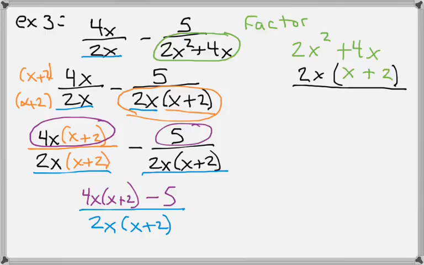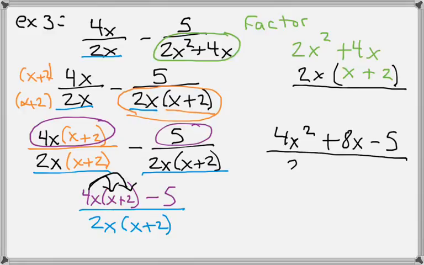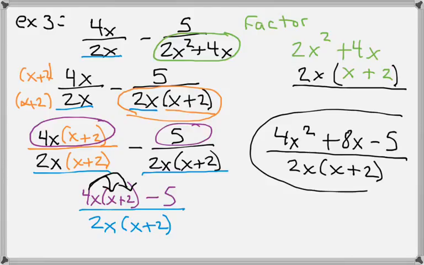Now from here, I need to go ahead and get rid of these parentheses. So I'm going to go ahead and distribute. So I'm going to take that 4x times the x. That's going to give me a 4x squared. I'm going to take that 4x times that 2. That's going to give me a positive 8x. And then I'm going to subtract the 5. So I have all of that over my 2x, x plus 2. And we've arrived at our final answer.